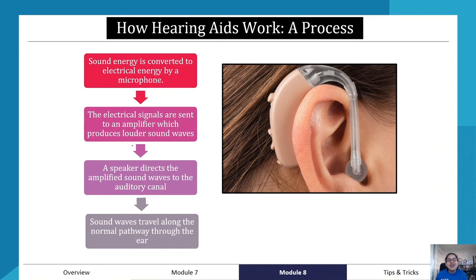Let's move on. So how do they work? Here's a more detailed process.